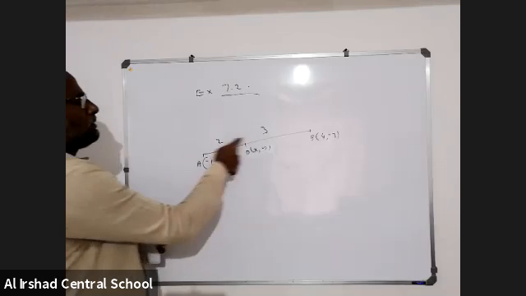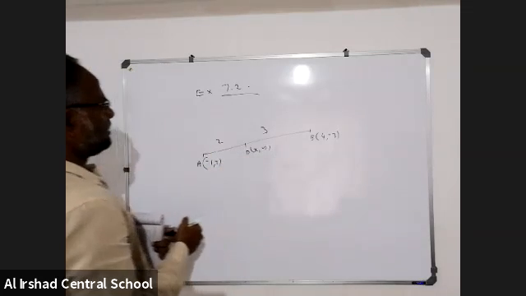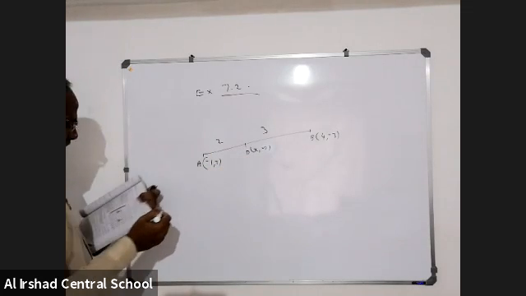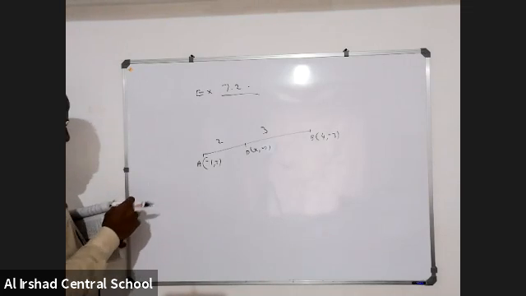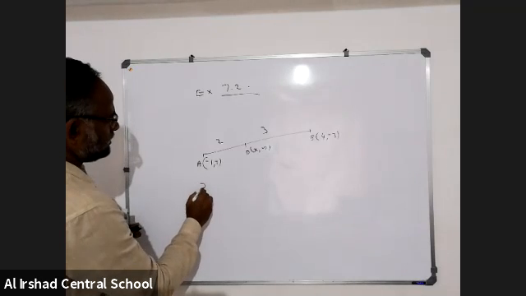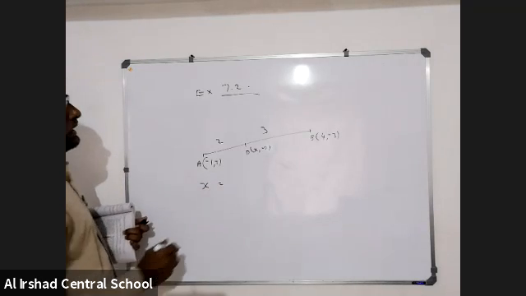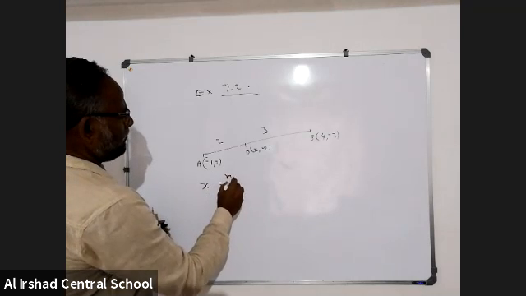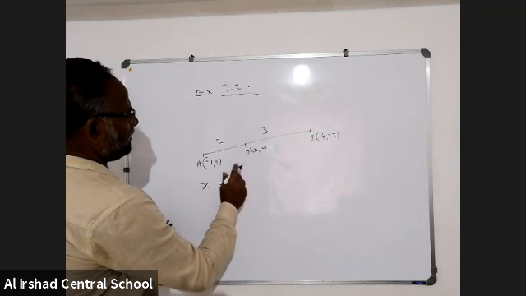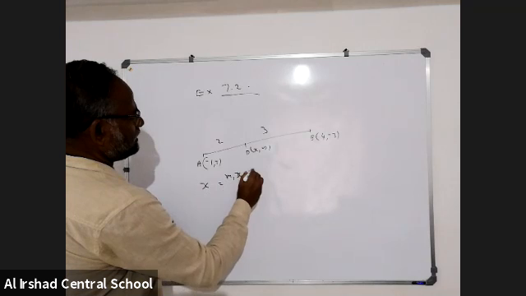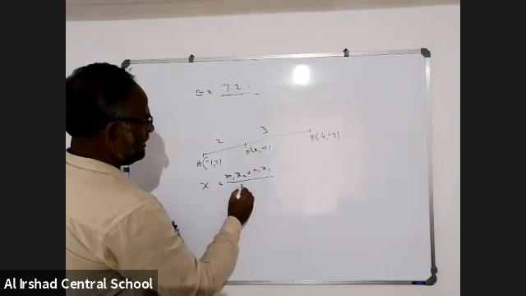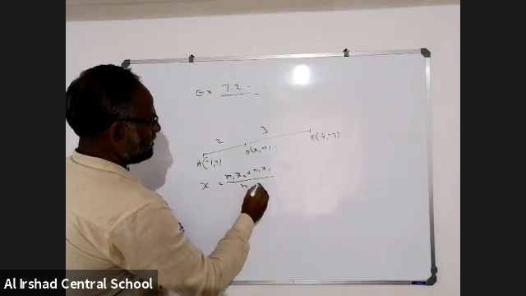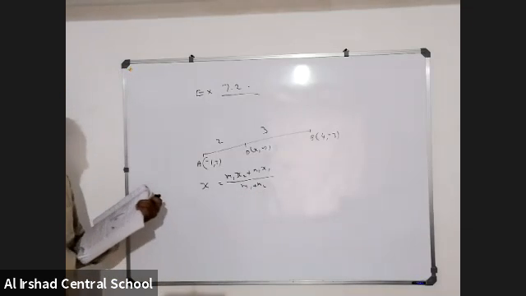Now here the ratio is given. Find the coordinate of the point. So x is equal to the formula: x equals (M1 x2 + M2 x1) divided by (M1 + M2). Try doing it.